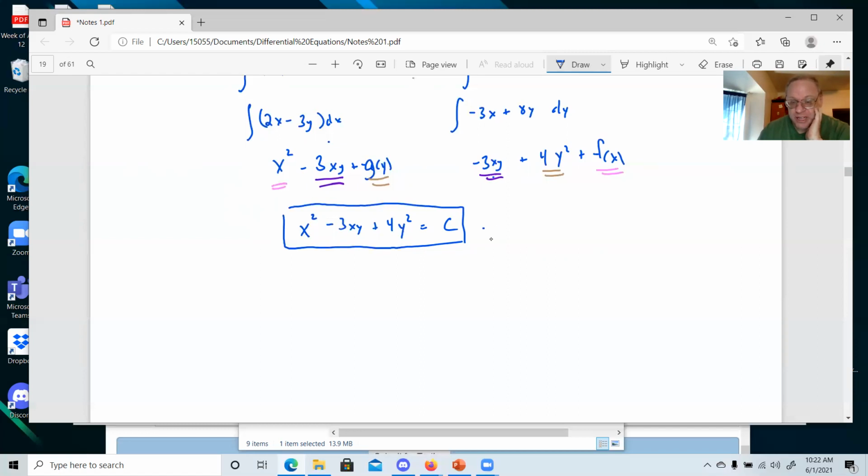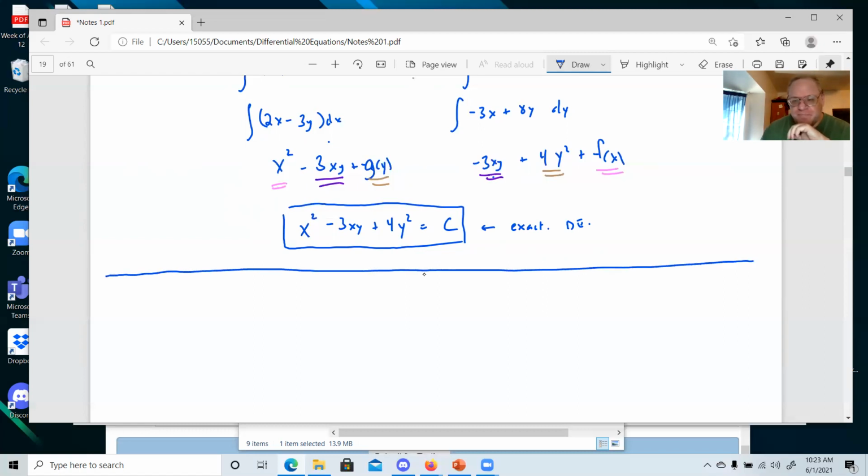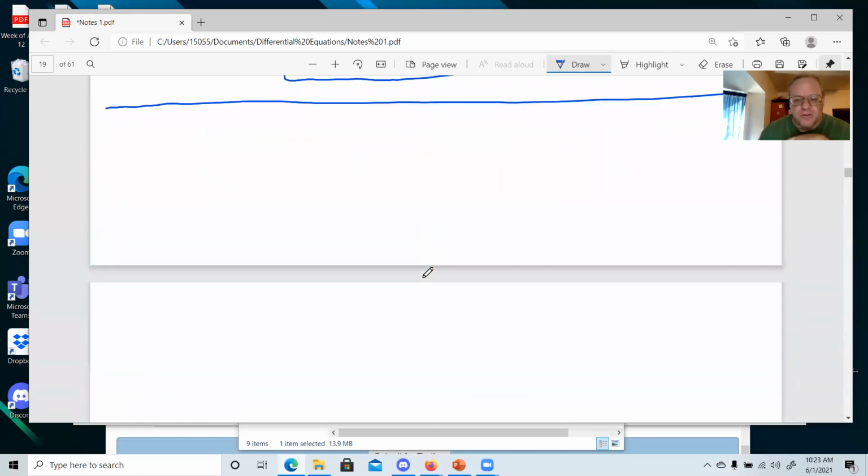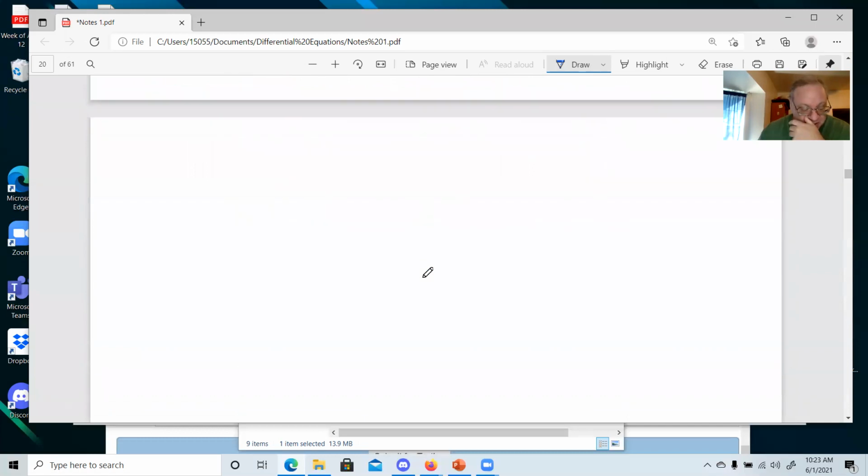So that's how you solve an exact differential equation. Let's do some examples, which might help a little bit. It's pretty much always the same two steps: we check to see if it works, and then we take the integrations by themselves as we go.